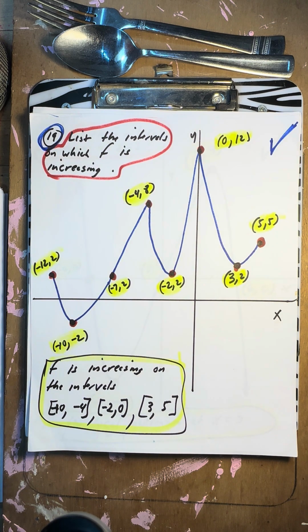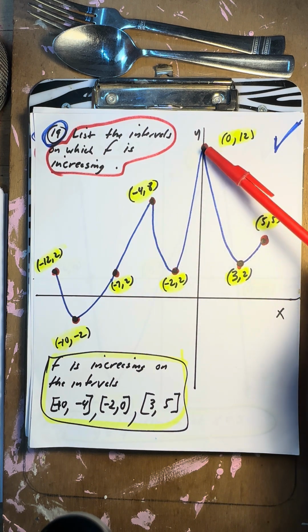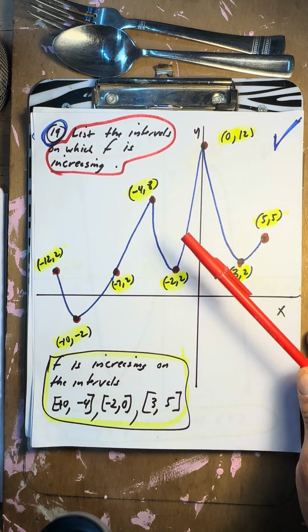List the intervals in which f is increasing. Okay, right here is increasing, and then right here is increasing, and then from here it's increasing. So what are those answers?